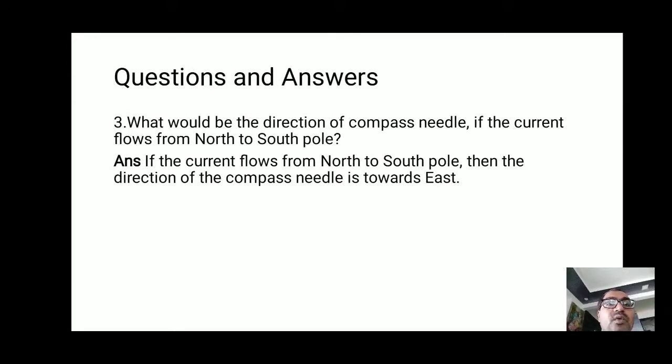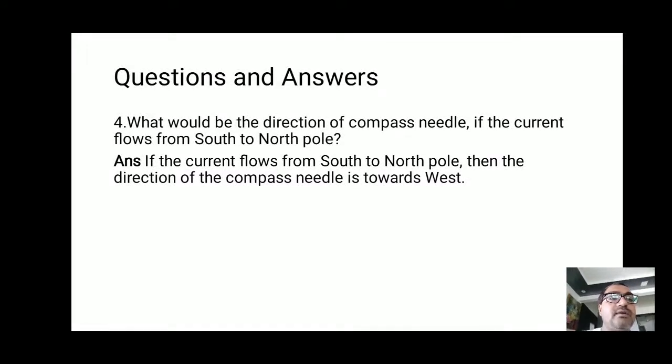Third question: what would be the direction of the compass needle if the current flows from north to south pole? If the current passes from north pole to south pole, what is the direction of the compass needle? The answer is that if the current flows from north to south pole, the compass needle is directed towards the east. Next question, students: what would be the direction of the compass needle if the current flows from south to north pole? The answer is that if the current flows from south to north pole, the compass needle is directed towards the west.